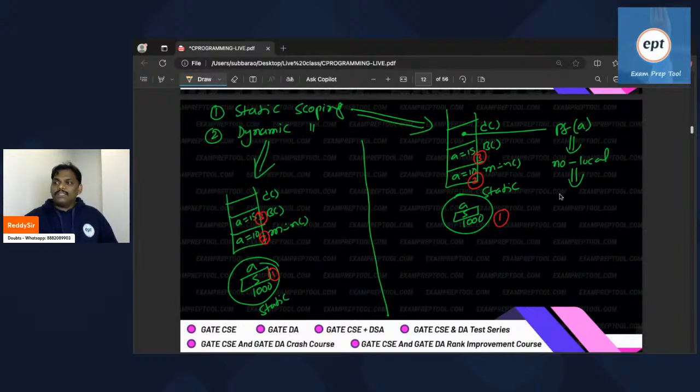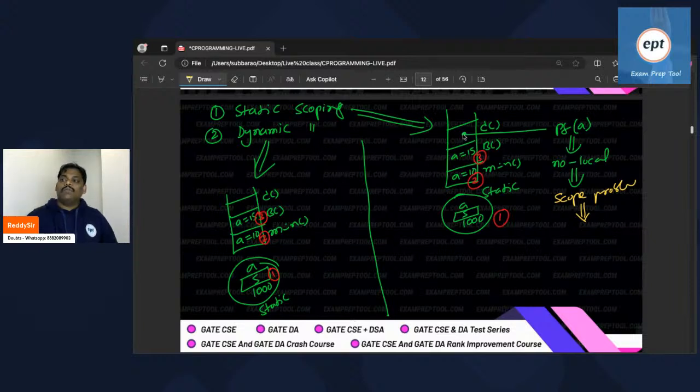So remember, this is called scope problem. It means it doesn't know which A it has to print. You are saying print A, there is no local variable, which means you don't know which one you have to print. This is called scope problem.